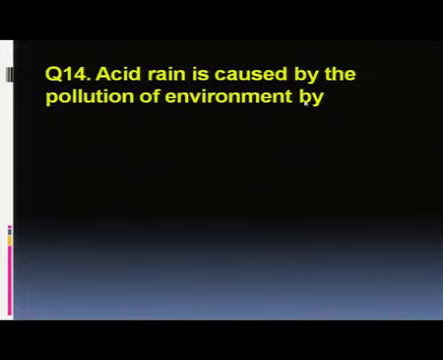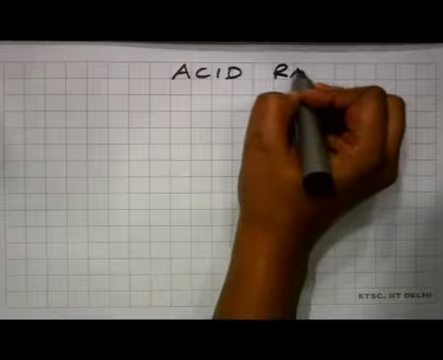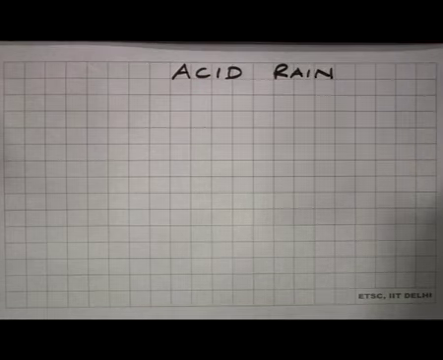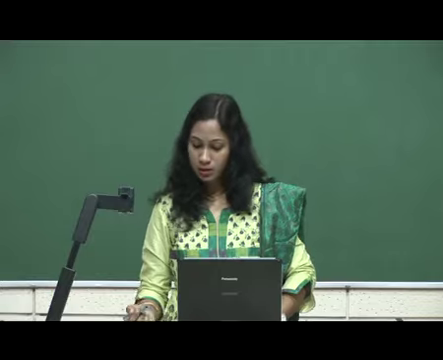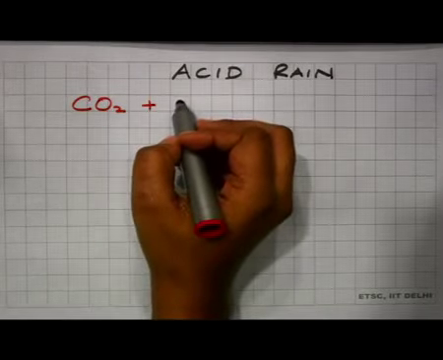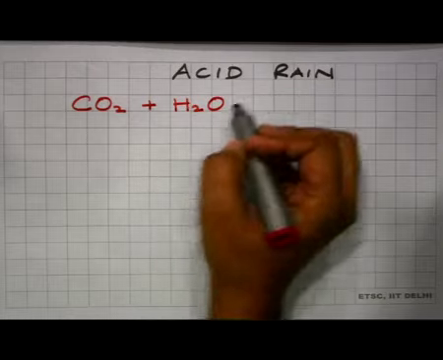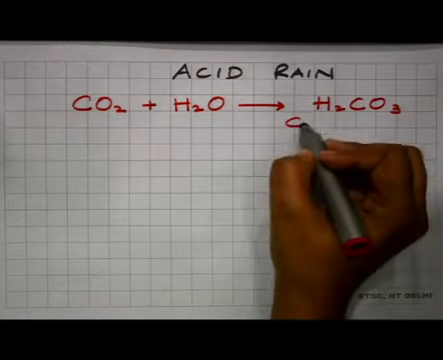Coming to the next one, acid rain is caused by the pollution of environment by A option carbon dioxide and nitrogen, B carbon monoxide and carbon dioxide, C ozone and carbon dioxide and D is nitrous oxide and sulfur dioxide. So, basically what is acid rain? The pollutants which are already present in the air, let us take carbon dioxide, and when it rains we have water, H2O. When carbon dioxide and water react, it forms H2CO3 which is carbonic acid.